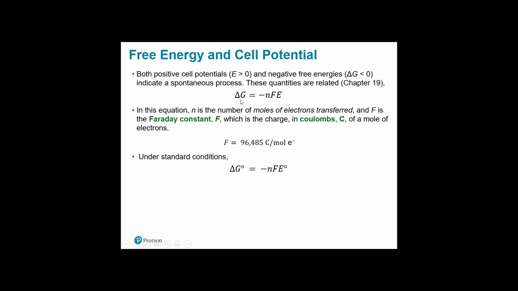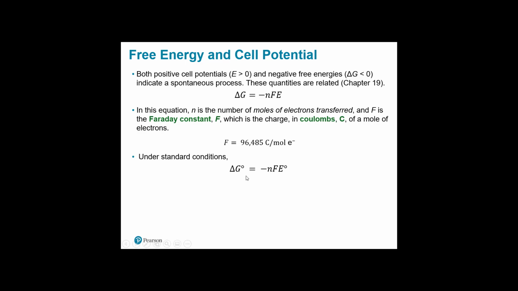So if you remember chapter 19, delta G for a reaction equals the maximum useful work of a reaction. But what we're doing here is electrical work, and that's where this portion comes in, where n is the number of moles of electrons that are transferred in the reaction. We have Faraday's constant, which we'll cover later. And then we have the standard potential, E of the cell. Sorry, this is the cell potential.